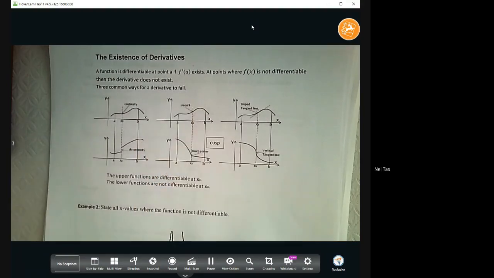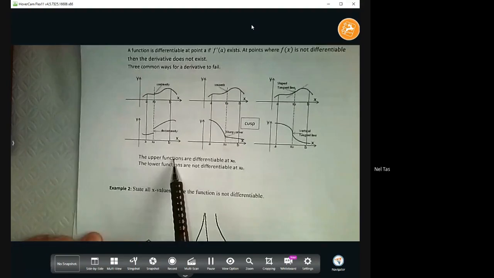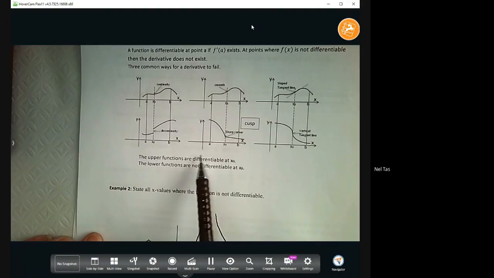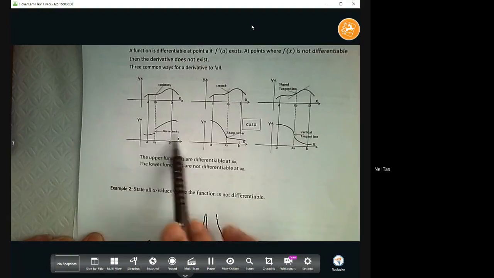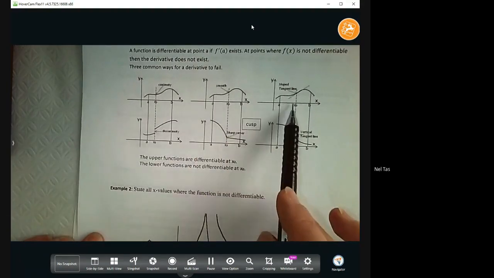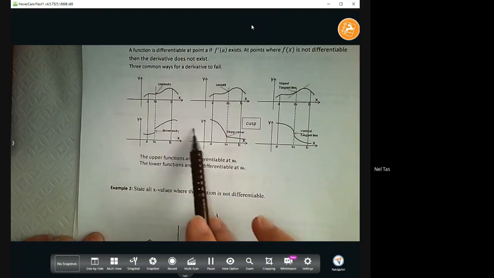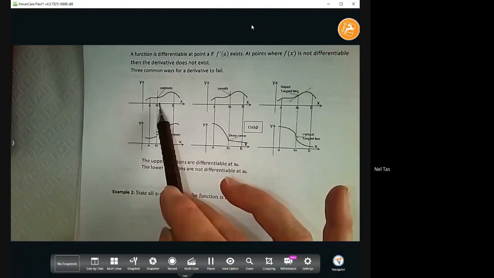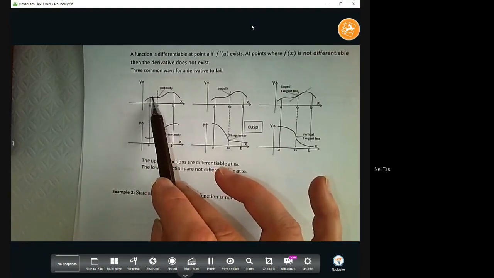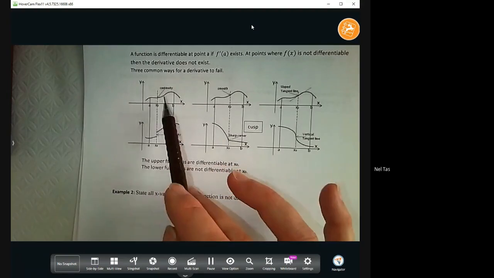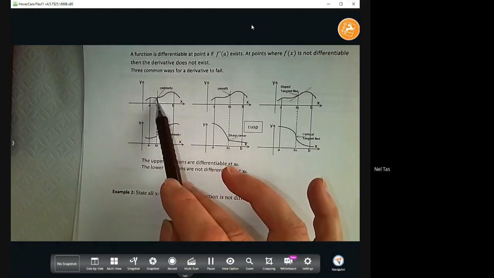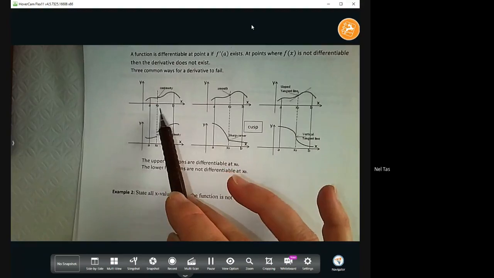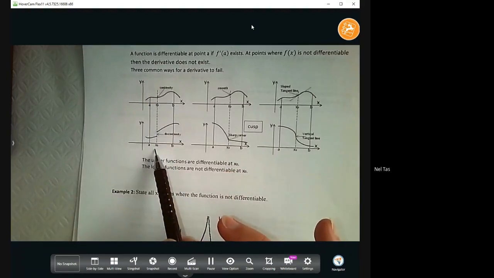Now we're going to compare the upper functions, where they are differentiable at x0, and the lower functions, which are not differentiable at x0. We're going to compare these two. One is, as you see, continuous at x0. But when you look at the lower function, we see discontinuity.